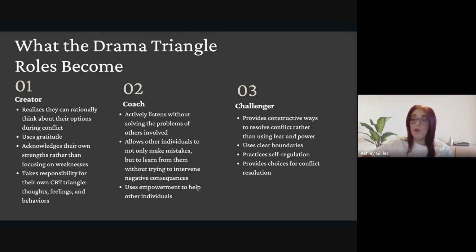I'm going to give you some examples of how this looks in real life when you flip the triangle from victim, rescuer, persecutor to creator, coach, challenger. I'm going to show you some of those real life examples.